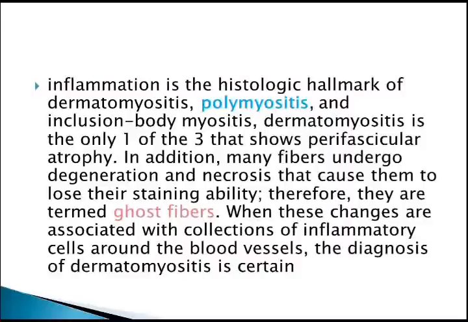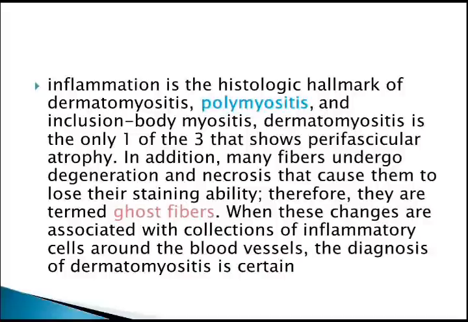Inflammation is the histological hallmark of dermatomyositis, polymyositis and inclusion body myositis. Dermatomyositis is the only one of the three that shows perifascicular atrophy. Very important, perifascicular atrophy, one of the three, dermatomyositis. Okay, in addition, many fibers undergo degeneration and necrosis that cause them to lose their staining ability. Therefore, they are termed ghost fibers. They can ask you about ghost fibers.